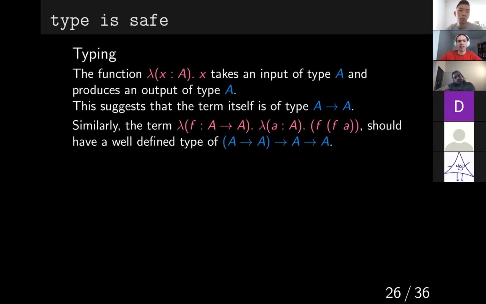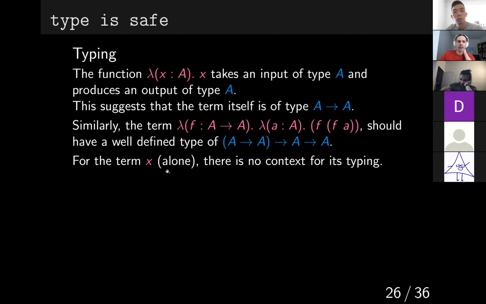Now, let's consider this expression right here, the double evaluation function. Well, if I have f from A to A, and I have A, and I apply f to A, I've given something of type A to A, a term of type A, I get something of type A, and then I do the same thing again. So this function takes something from A to A, it takes something of type A, and then it produces something of type A. And that function really should have a well-defined type, right?